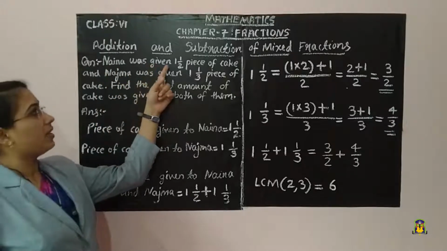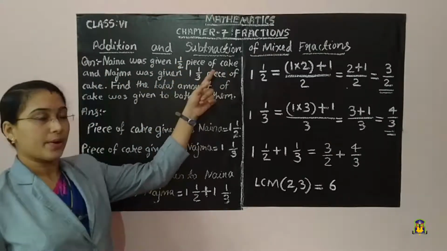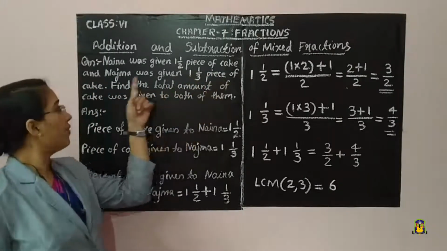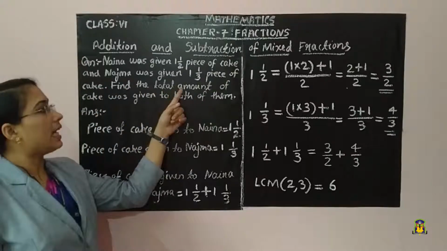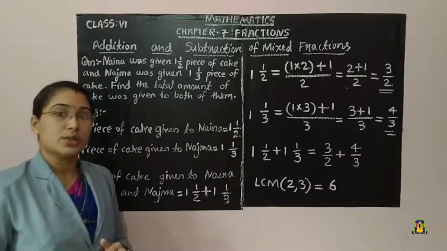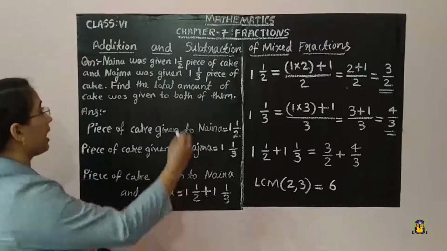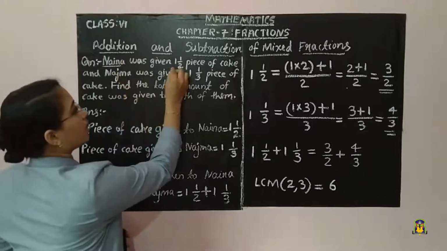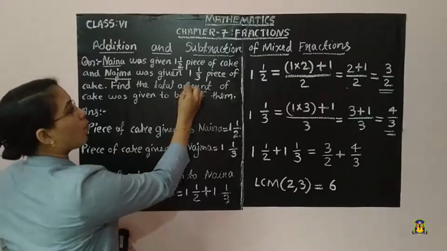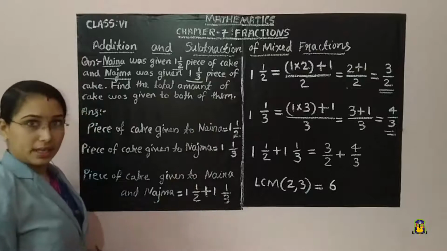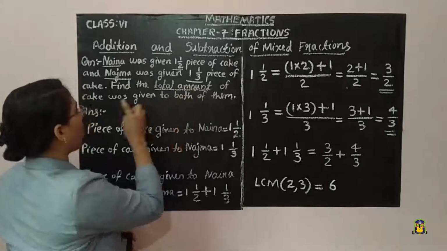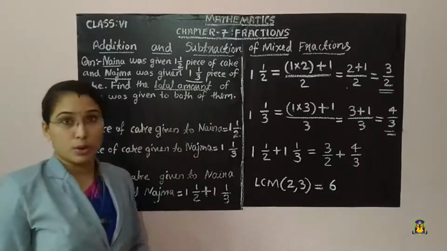Naina was given 1 1/2 pieces of cake and Najma was given 1 1/3 pieces of cake. Then find the total amount of cake given to both of them. So in this question, what are the things given? Naina was given 1 1/2 pieces of cake. Then the next person, Najma, was given 1 1/3 pieces of cake. Then we want to find out the total amount of cake given to both of them.